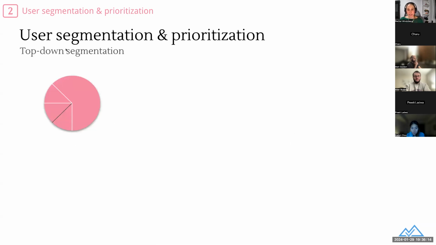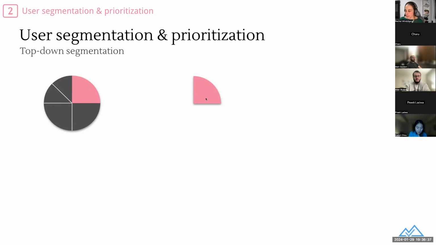Okay, let's talk about top-down segmentation. So user segmentation and prioritization, what does it mean? You can use the same airspace when you're talking to show the big pie and how you're going to slice it, right? So you go from the big pie, you show that you can see things holistically, and then you tell me, okay, this is important to me, and you explain to me why.